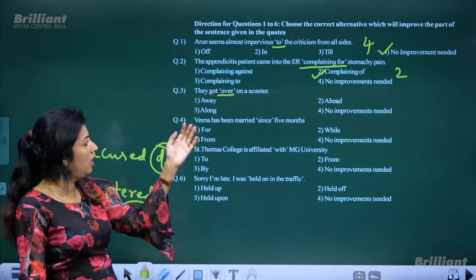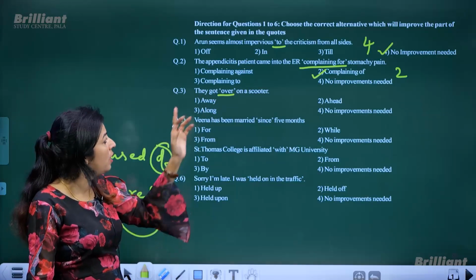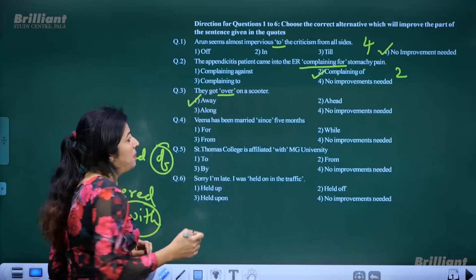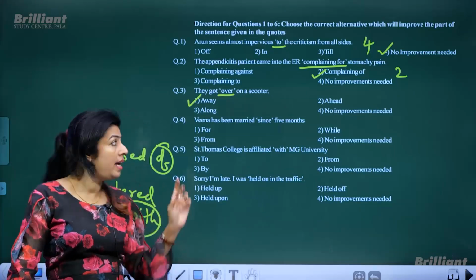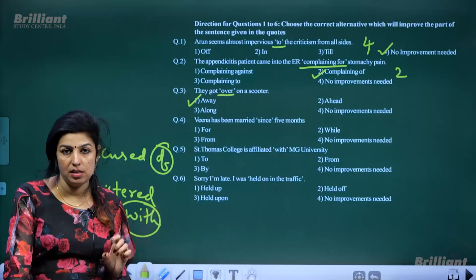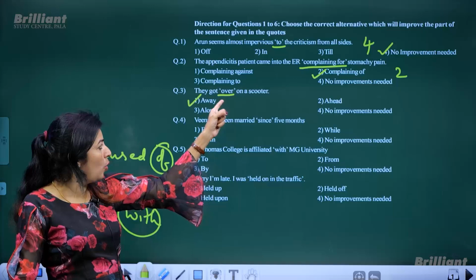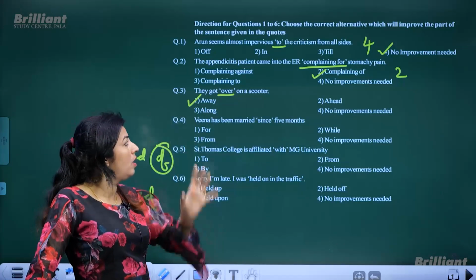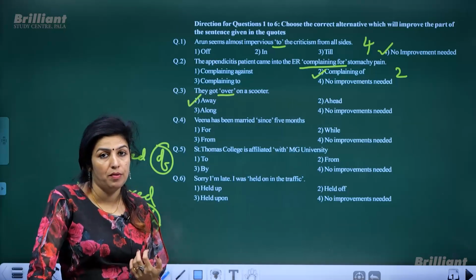We have to substitute, so let us check one by one. They got away on a scooter. This away is to be taken, because to get away means to escape. They escaped on a scooter is the correct option. That would make it a sensible sentence, isn't it? So that over should be substituted with away. They got away on a scooter, meaning they escaped with the help of a scooter.